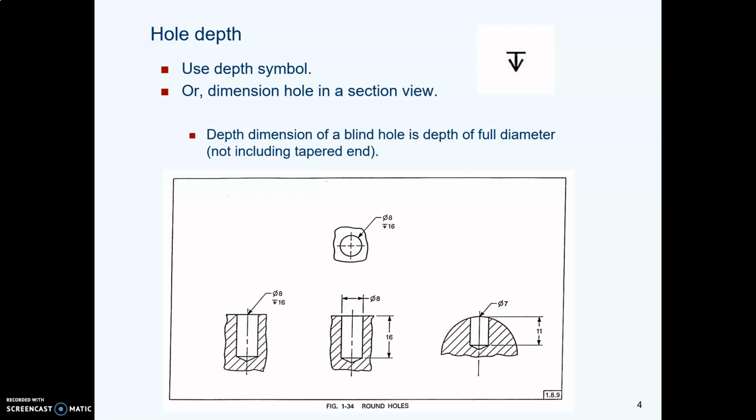If you need to tell them the depth only goes part of the way, then you use this depth symbol. As an alternative, you can draw the hole in a section view and then put the dimension right on the section view. And by the way, when you give the depth of a hole, either with a depth symbol or with a dimension, it is understood that that depth refers to the full effective diameter of the hole, not counting any tapered end on it. So you have a full 16 millimeters of hole here.